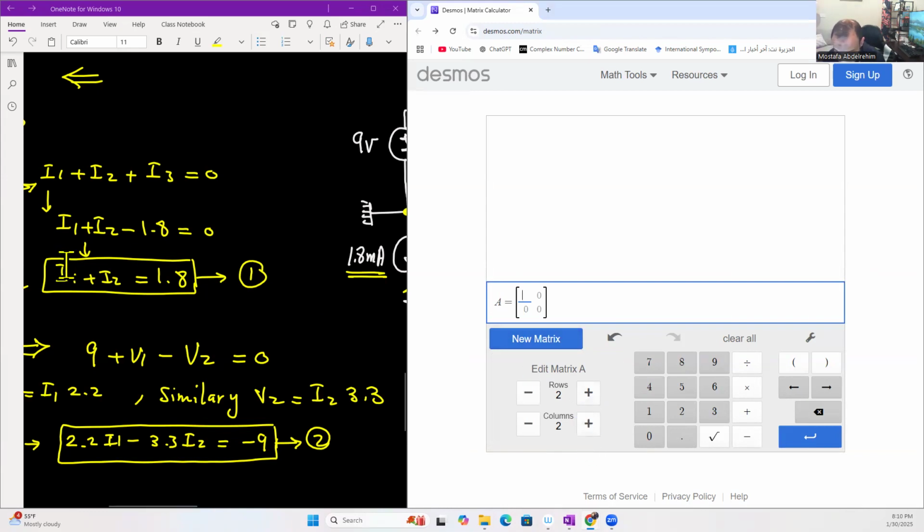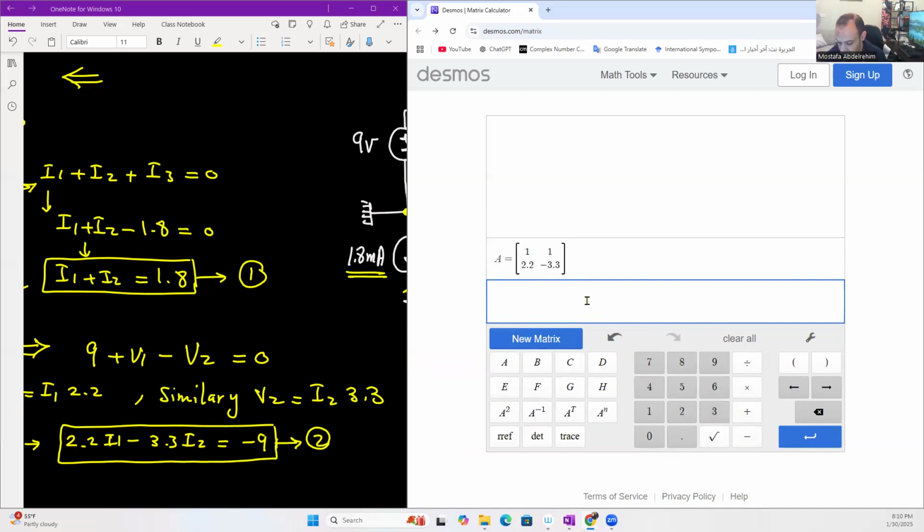Okay, so the first equation, as you see here, I1 and I2 both have 1. So 1, and the second element is 1. Just follow what I'm doing. You don't need to understand. This is linear algebra, but it's okay. Now the second row, which is basically the second equation, 2.2 for I1 and minus 3.3 for I2. That's A. Now, look, I didn't put so far 1.8 and minus 9.